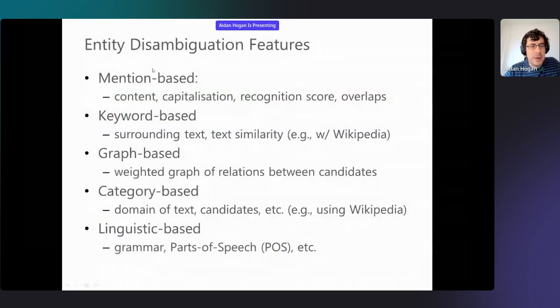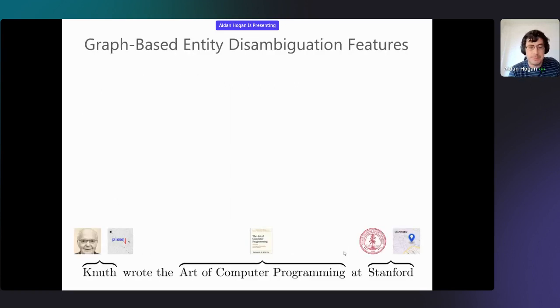In order to disambiguate entities, there are lots of features that could be considered. For example, mention-based, where we use the text or the content of the mention, capitalization, how strong the recognition was. We could use keyword-based, so we could use the surrounding text of the mention and check its similarity with the text of the entity in Wikipedia, for example. We can apply graph-based, which I'll talk about in a second. We can apply category-based features, where we can use the domain of the text or the categories of Wikipedia to understand if, loosely speaking, the entities in a certain part of text are related in that sense. Or also linguistic-based, so look at grammar, parts of speech, and so forth.